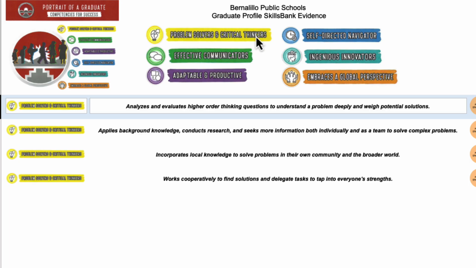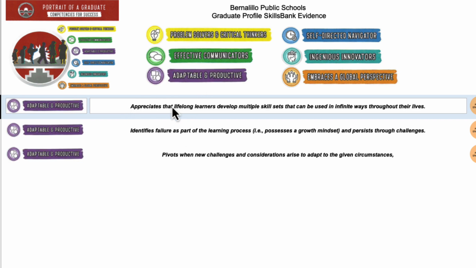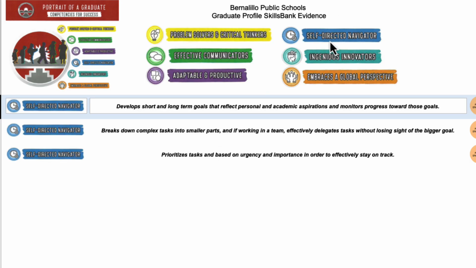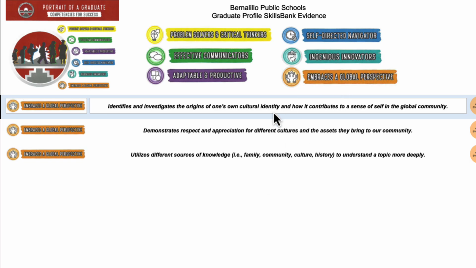So for problem solvers and critical thinking, we have these 4 statements. For effective communicators, we have these 3 statements. For being adaptable and productive, those are defined here. Self-directed navigators show these things. Ingenious innovators show these characteristics. And embracing a global perspective is shown by these.